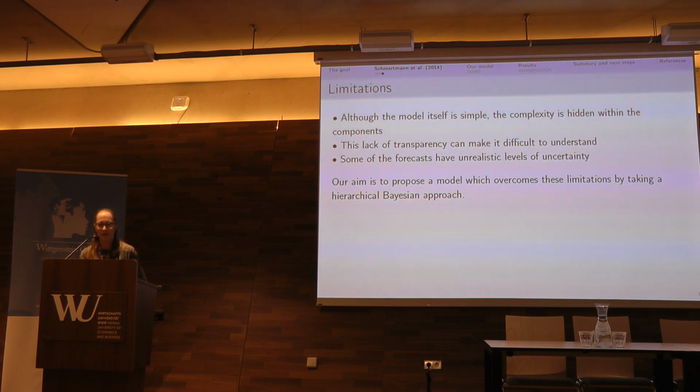So although the model is very successful and effective, there are some limitations. So firstly, the actual model is quite simple, but the complexity is hidden within the model components, and this lack of transparency can make it hard to understand. And some of the forecasts also don't have realistic levels of uncertainty. So this motivates our aim, which is to propose a model which overcomes these limitations, and we take a hierarchical Bayesian approach.